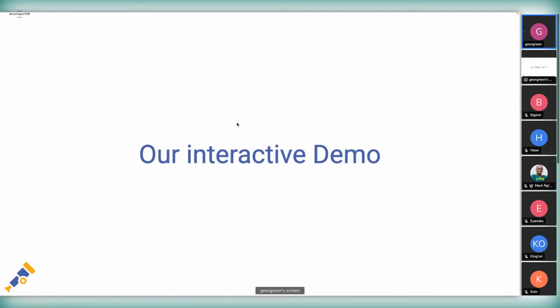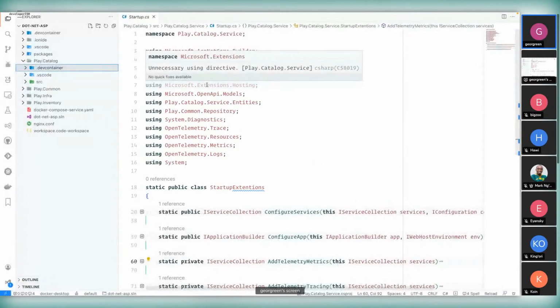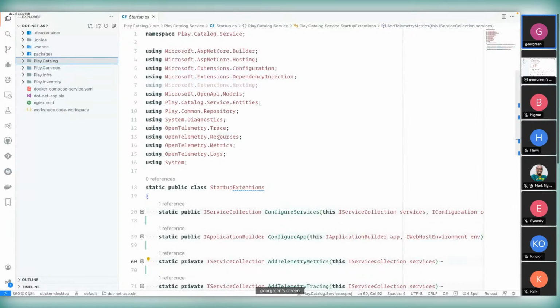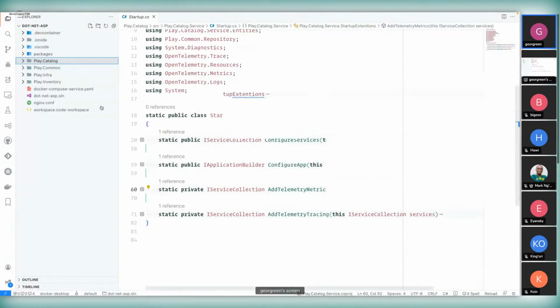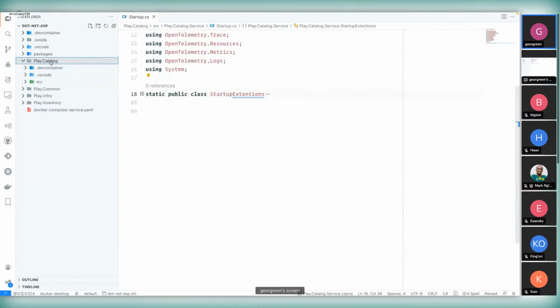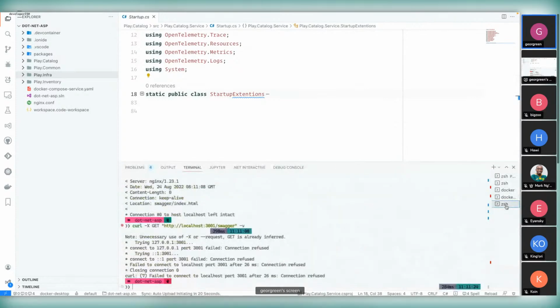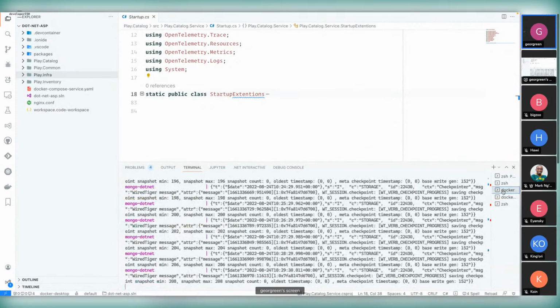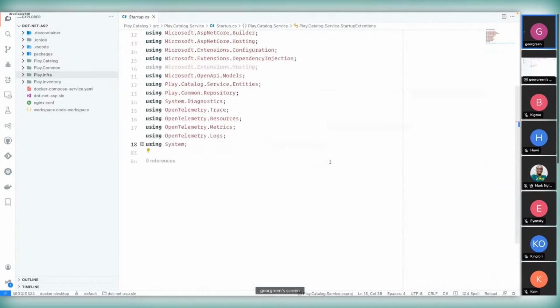Let's quickly jump into an interactive demo and let's see what these concepts look like. I'm going to pause for a little bit to just ask if there is a question as I switch to this. Okay, I think I'm ready. Let me see if this thing is running. Yes, it's running. Okay, so everything seems to still be running, and that's good.